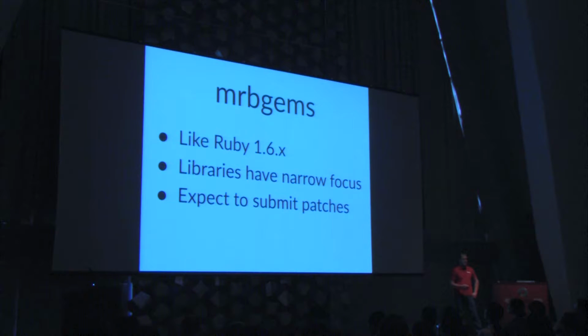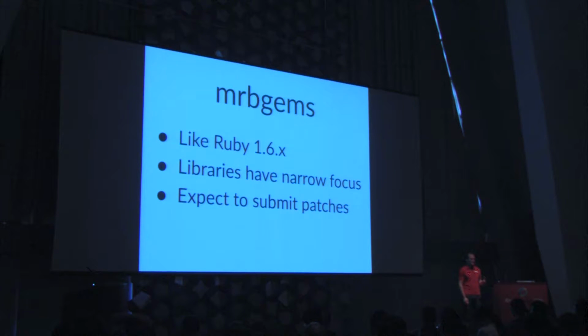The gems for MRuby feel a lot more like working with libraries from Ruby 1.6. And I think this is because there haven't been enough people working in MRuby to build up libraries that cover a lot of different problems well. It's usually only one problem that it solves well.